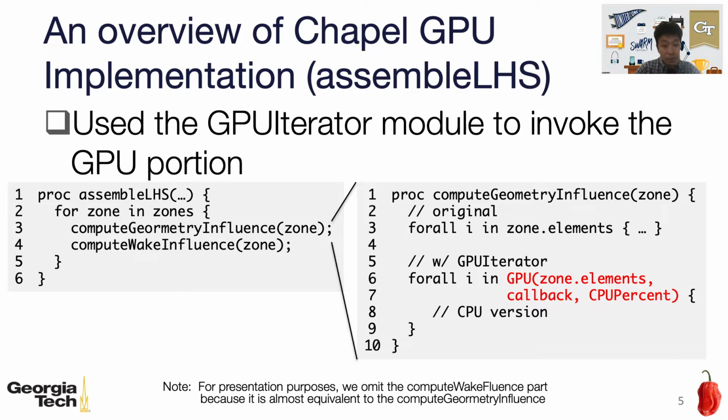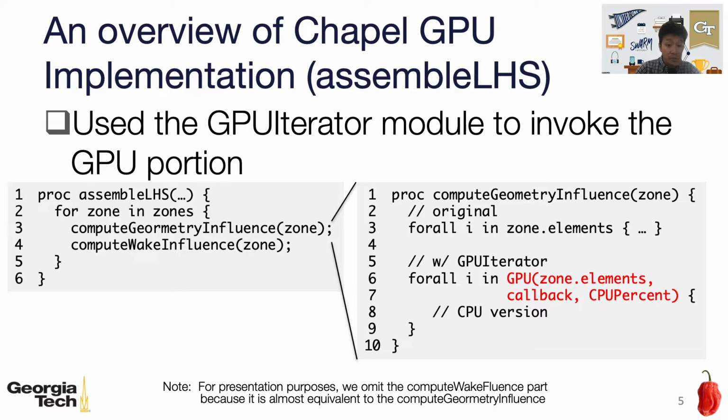And for those who are not very familiar with the GPUIterator module, let me elaborate a little bit more about it. The GPUIterator is a user-defined parallel iterator that can be executed with Chapel's forall loop. And if you take a look at the code on your right, you see the original forall loop on line number 3, and the GPUIterator version of it on line number 6 to 7. You can see that the GPUIterator wraps the original iteration space with 2 additional arguments.